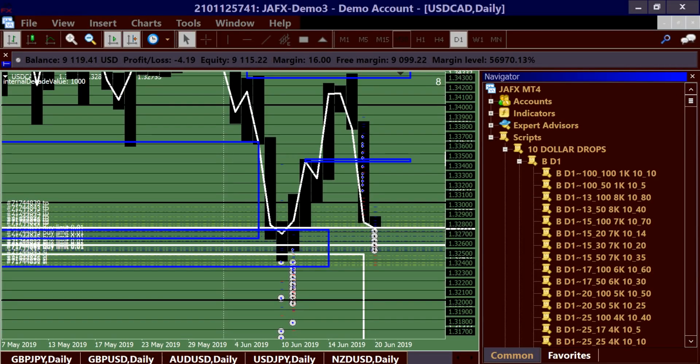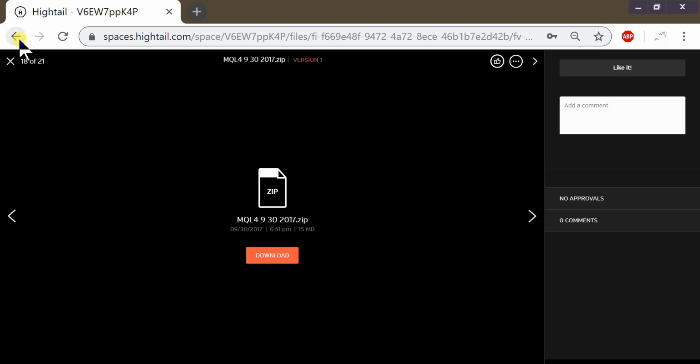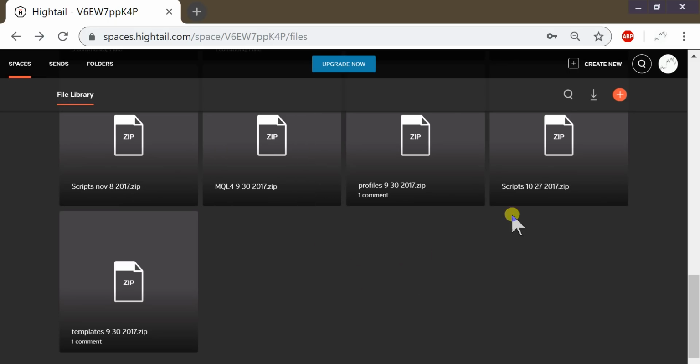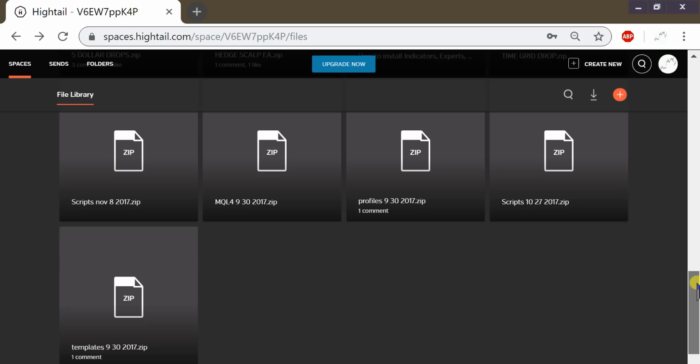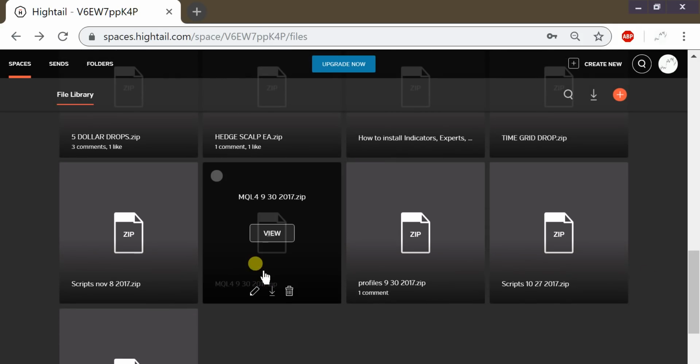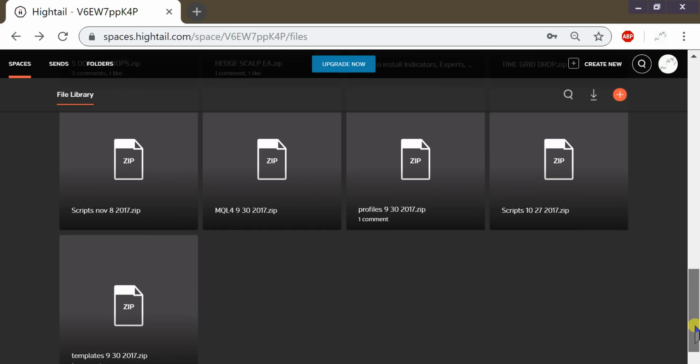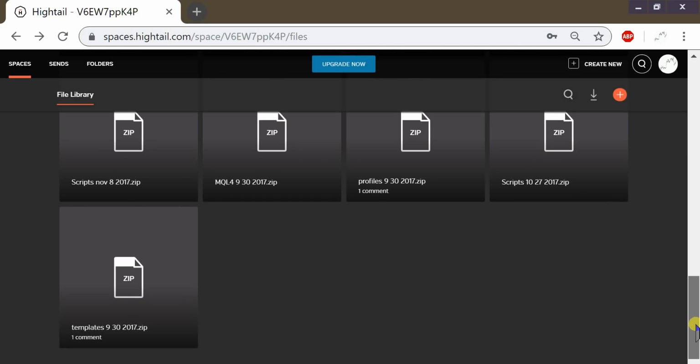Okay, so I published this thing called the $10 drops, and it's inside the Hightail site. And that's this folder inside here. Somebody asked me about the indicators, the big bar. The one that's in here under indicators, it's kind of at the very bottom. I'm sorry, that's templates.